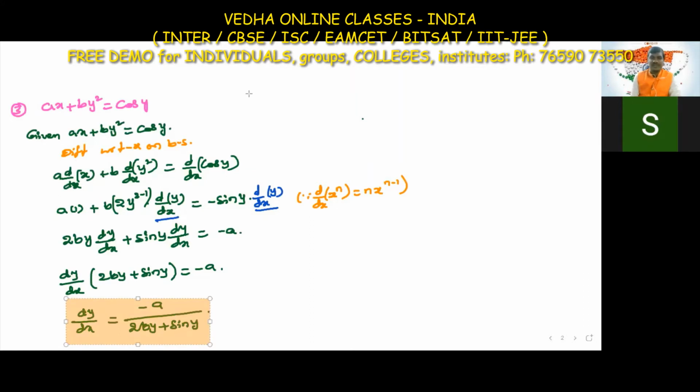Sir, yes. In the second step, we did b into 2y to the power of 2 minus 1, and again we multiplied that with dy by dx, because that's y square, right? In place of x, this formula we apply for x terms, d by dx of x to the n. So in place of x, there is y. That's why we again simplified that with dy by dx.